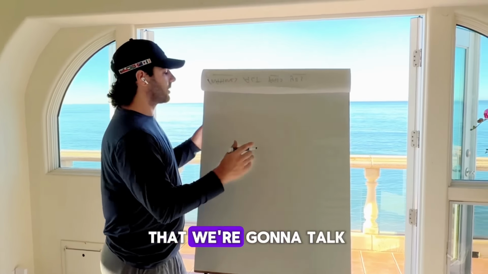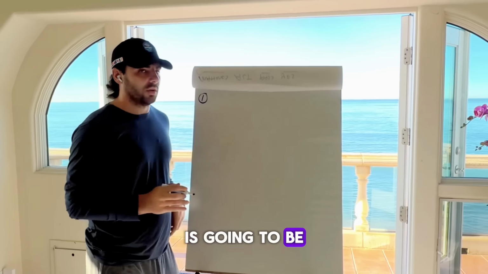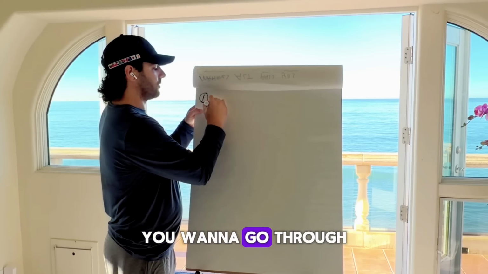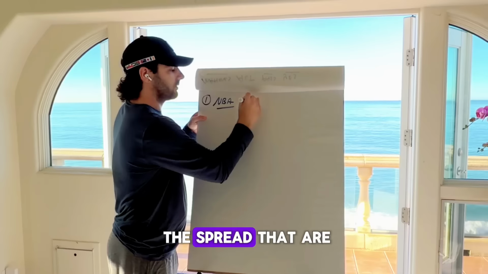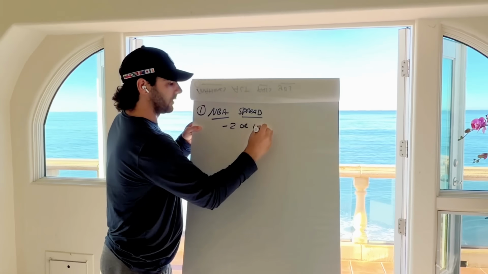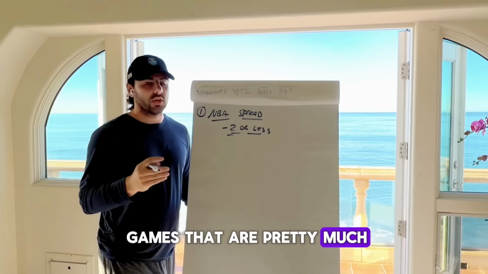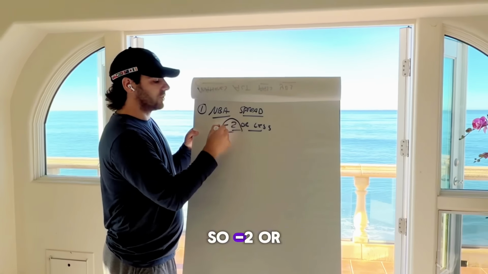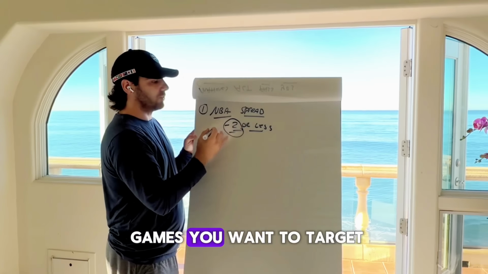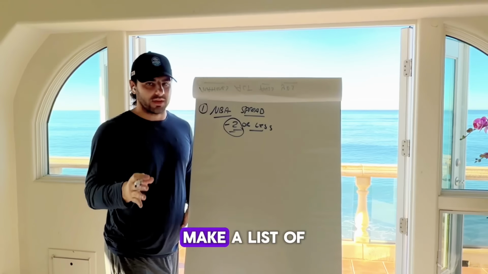So the first thing that we're going to talk about right now is what games you're looking at. What you want to do is go through an NBA slate and find games on the spread that are -2 or less. So you're looking for games that are pretty much projected to be close games. So -2 or less, those are the games you want to target. You're going to go through, write down, and make a list of that.